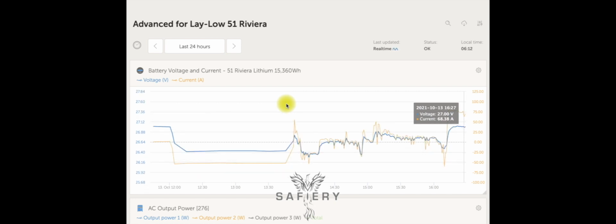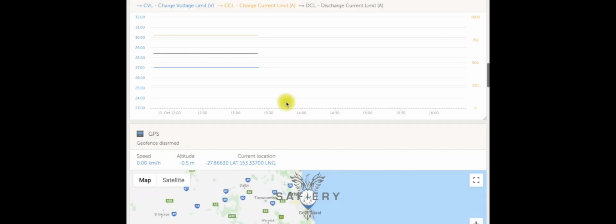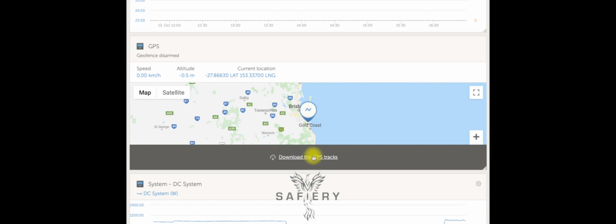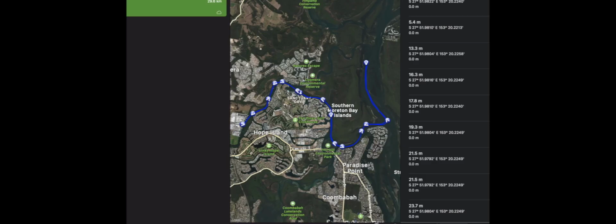And now let's just have a look at the route. The big advantage here with Victron in the cloud is that we can download the GPS tracks here. I can now go and open up the tracks, and that's the trip that we did yesterday. We did a total of 29.6 kilometers, and these are the actual waypoints.